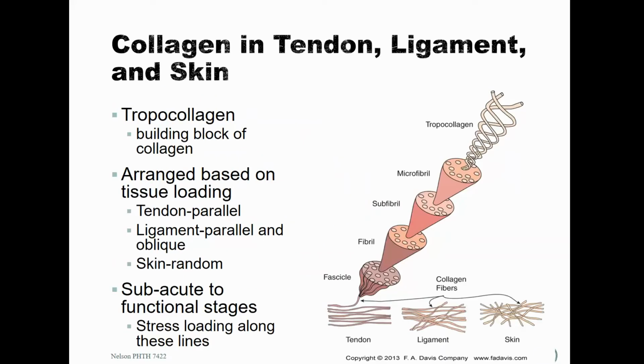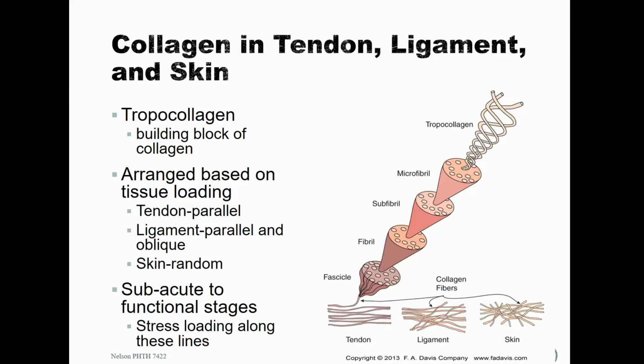The collagen that's located in tendon, ligament, and skin looks a little bit different. All of them are made up of tropocollagen as the building block, but the arrangement of the fascicles of collagen looks different in a tendon, where you see a more parallel arrangement, ligaments that are parallel and oblique, and skin, which really has a random arrangement. So tendon is more like denim, ligament is like a stretchy lycra fabric, and skin really is more like felt, where there's not a lot of tolerance to deformation. It's very elastic and it gives.